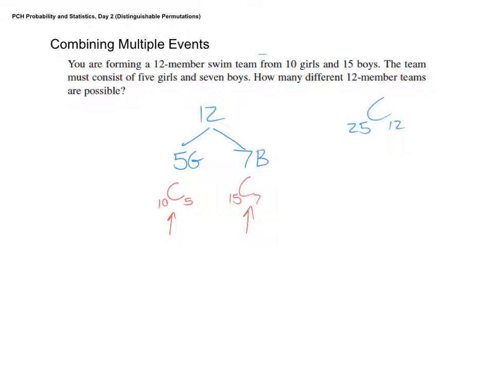So what do I need to do with those? First you find what each one equals, and then you multiply them. Okay, yeah, we're going to multiply those together. That's our fundamental counting principle. How many different ways can they happen together? Because for every one of these combinations of girls, we have this many combinations of boys.